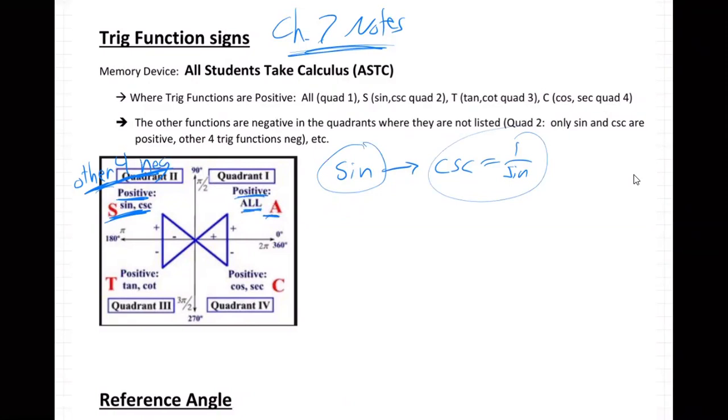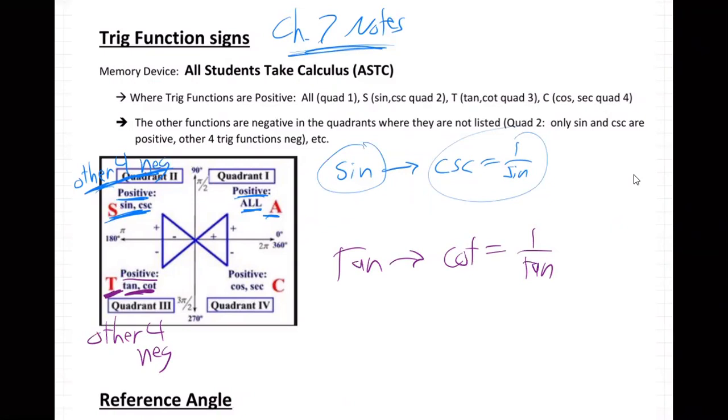And then we move on to quadrant 3. That's the T. All students take calculus. Tangent, and of course, tangent and his upside down cotangent, his reciprocal function, are going to go together. And they're the only two that are positive. The other four are negative in quadrant 3. Which four? Sine and cosecant and cosine and secant. The other four are negative. Only tangent and cotangent are positive in quadrant 3.